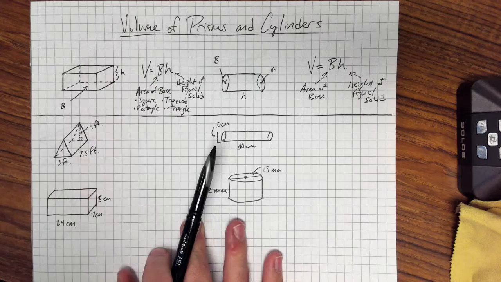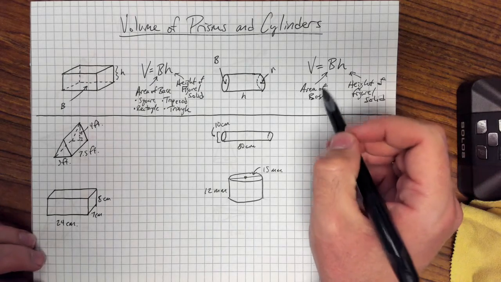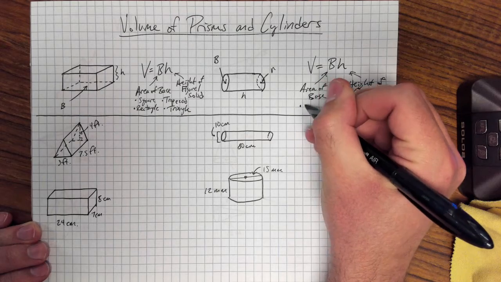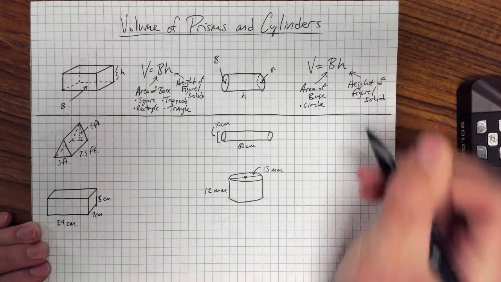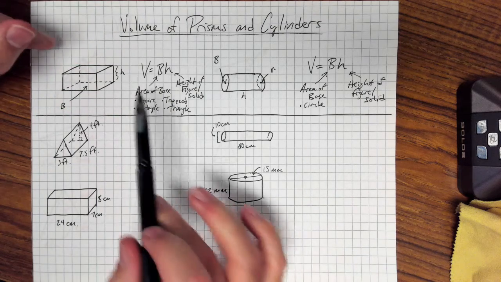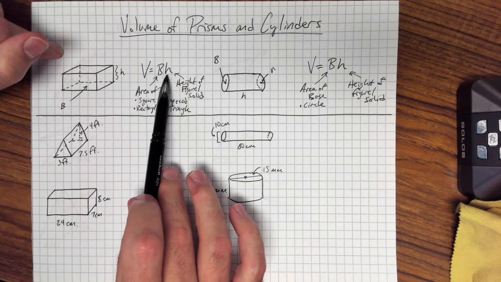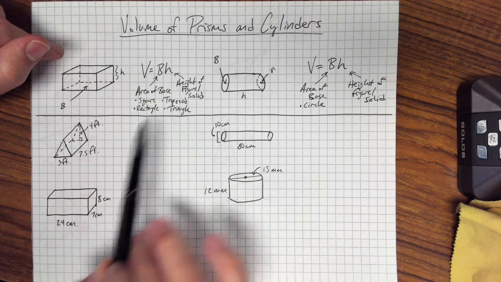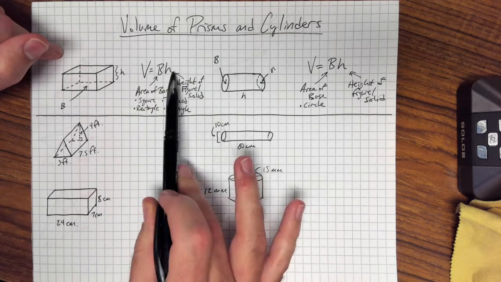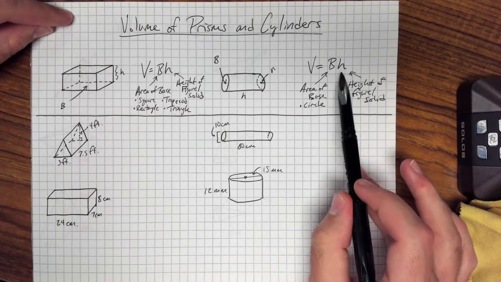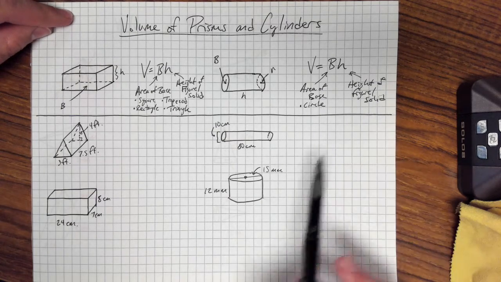Now, with cylinders, you know that cylinders are only going to have circles for bases. So the only thing you need to say over here is that it's going to be a circle. Okay? So this is exactly the layout that you should have. V equals big B times little h. Big B is area of the base, square, trapezoid, rectangle, triangle. Height of the figure is the little h. Over here, big B is the area of the base, it's a circle. Little h means height of the figure or the solid.